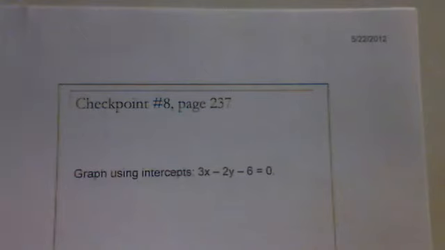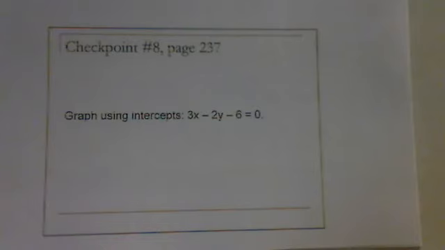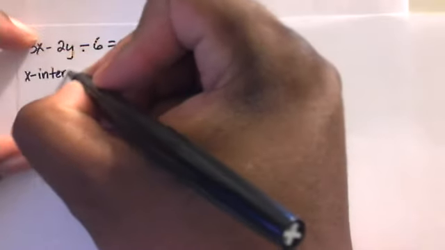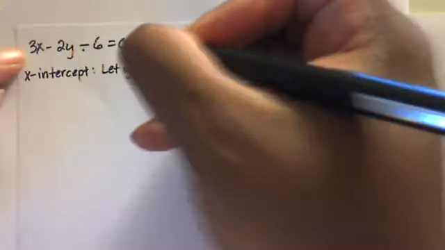Okay, let's look at an example here. We want to graph using the intercepts 3x minus 2y minus 6 equal to 0. Okay, that's the equation. Now we want to find the x-intercept and then the y-intercept and use those to do the graph. We first find the x-intercept. And to find the x-intercept, you always let y equal to 0 in this equation.